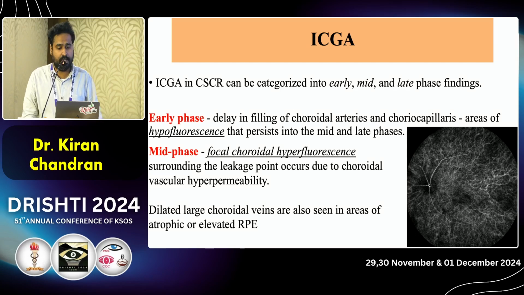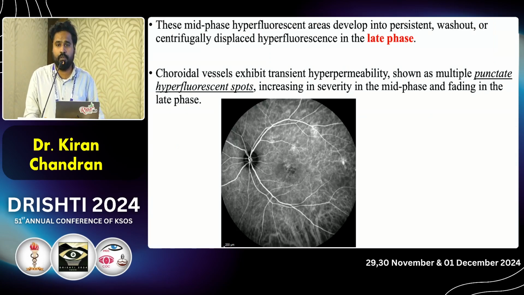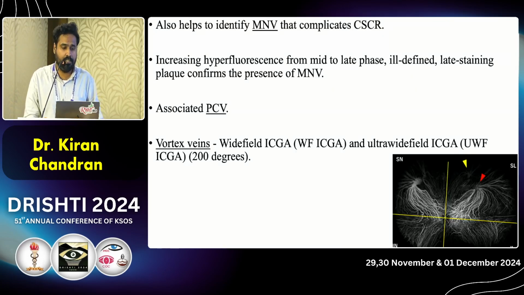ICGA changes can be categorized into early, mid, and late phase findings. In early phase, you get delayed filling of the choroidal capillaries and choroidal arteries. In mid phase, focal choroidal hyperfluorescence can be seen, mainly due to choroidal vascular hyperpermeability. Dilated choroidal vessels can also be seen. And towards the late phases, you get the stipple hyperfluorescence spot, that is punctate lesions, mainly because of transient hyperpermeability of the choroidal vessels, which fades away towards the late phase.